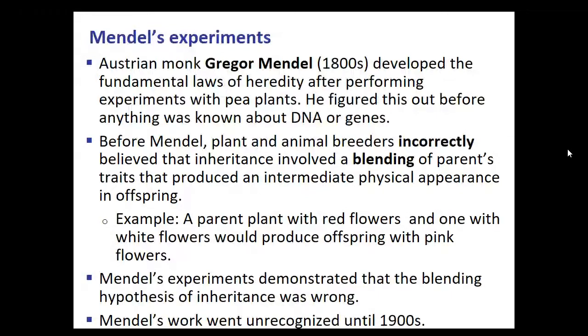But they didn't know why that was. They didn't know anything about genes. And it was thought that there was this blending. Now they call it the blending theory. If you have two parents and they're different, then they produce offspring, and the offspring are going to be intermediate, or in between.